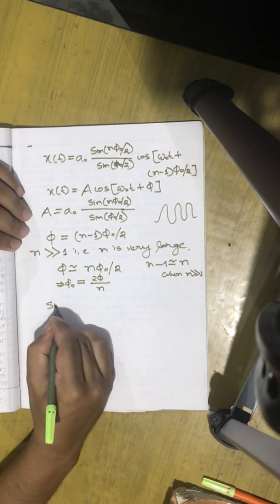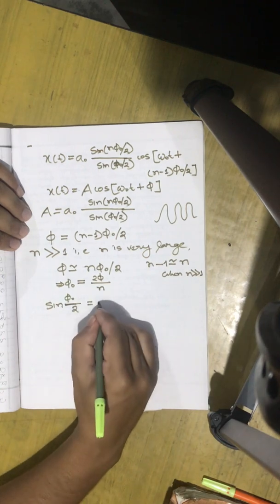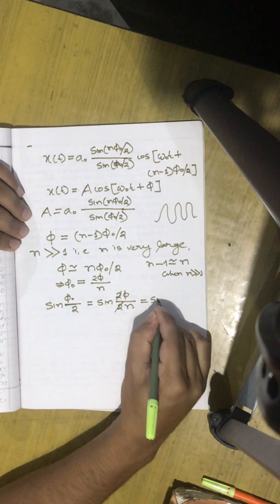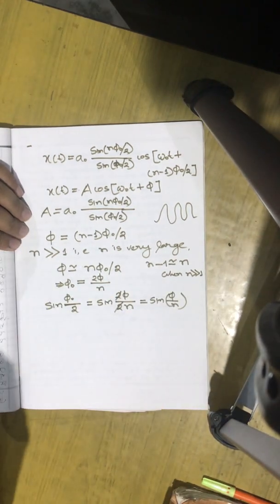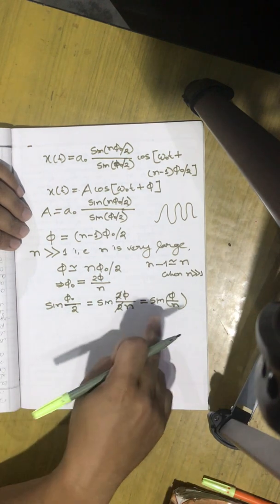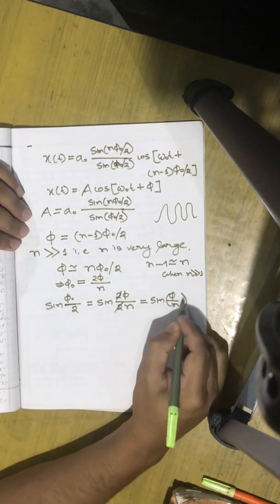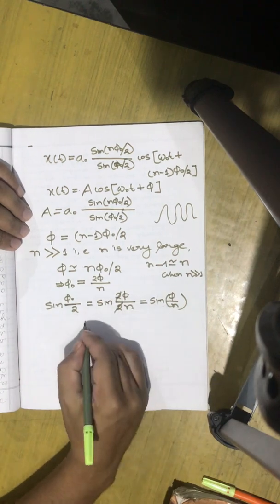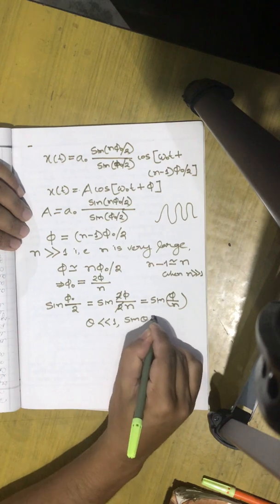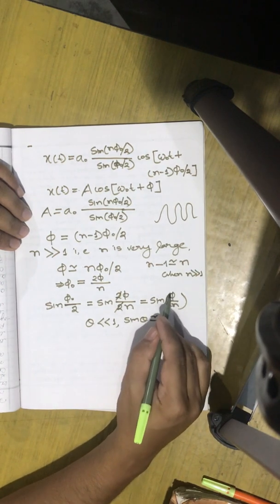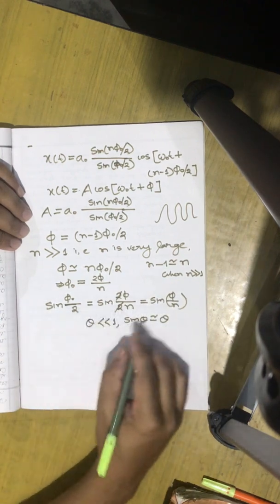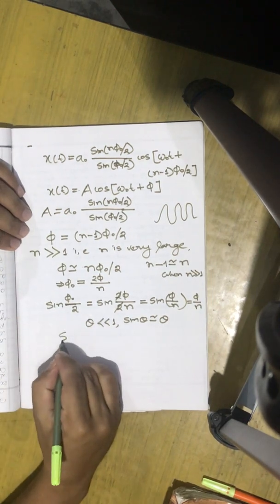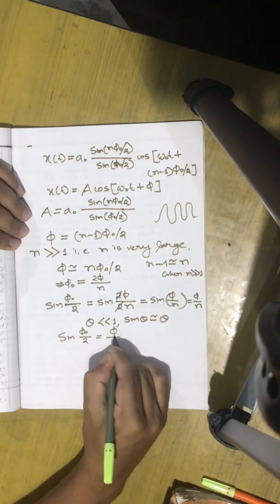So sine(phi naught divided by 2) can be written as sine(2 phi divided by 2n), the 2 cancels out, giving sine(phi over n). Now n is a very large quantity, so the denominator is large, therefore phi by n is very small. When theta is much less than 1, we know sine theta is almost equal to theta, so this condition is satisfied, and we can write this as phi over n. So finally we have sine(phi naught over 2) equal to phi divided by n.